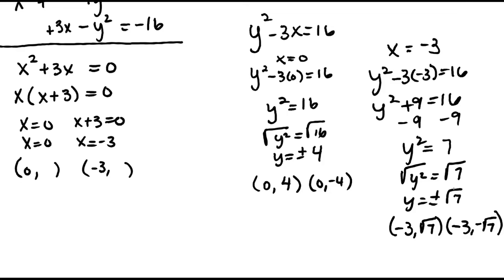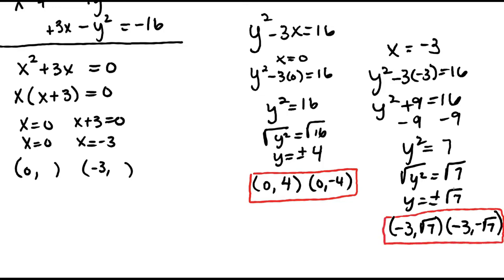So we have four solutions: (0, 4), (0, negative 4), (negative 3, square root of 7), (negative 3, negative square root of 7).